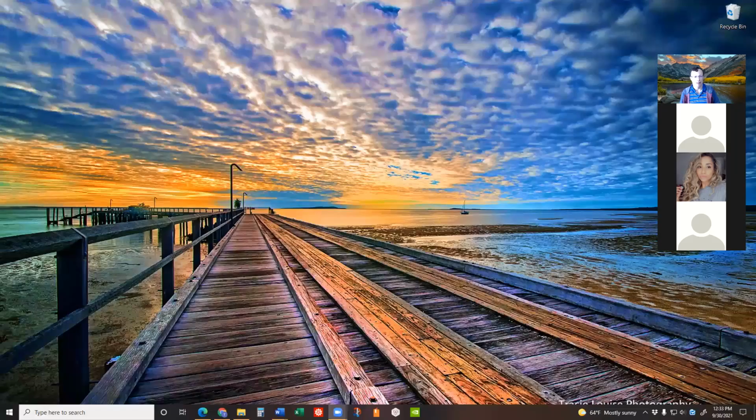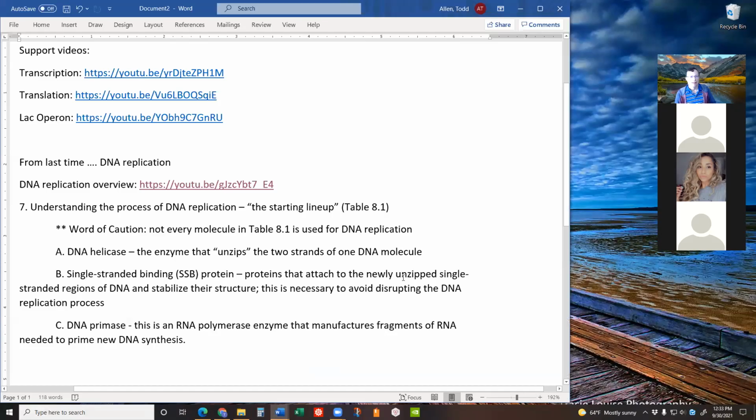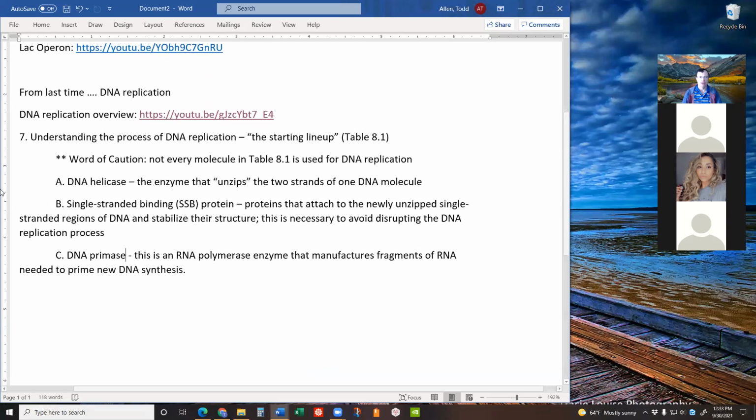Let me share my screen with you here. At the end of last class, we were talking about DNA replication, and I had started making a list of the starting lineup for you to put in your notes. Again, if you have your textbook available, if you have it up on your computer as a digital form, that would be great. We're going to be taking a look at table 8.1. We're going to be looking at figures 8.3, 8.5. Those are things you want to have access to get our conversation started.